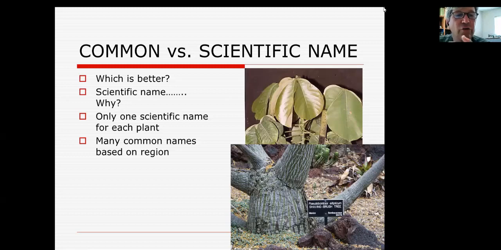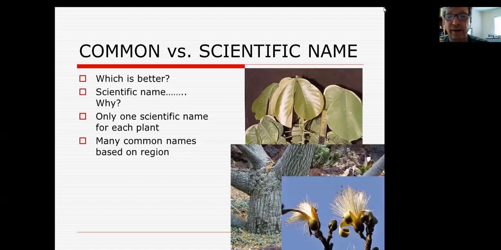But sometimes it's called the shaving brush tree. Sometimes it's the Mexican shaving brush tree. If you're in Mexico, why call it Mexican shaving brush? If you're not in Mexico, a lot of people go, where did it come from? Well, it came from Mexico. So guess what they did? They added Mexican to the beginning of the common name. So it became the Mexican shaving brush tree.